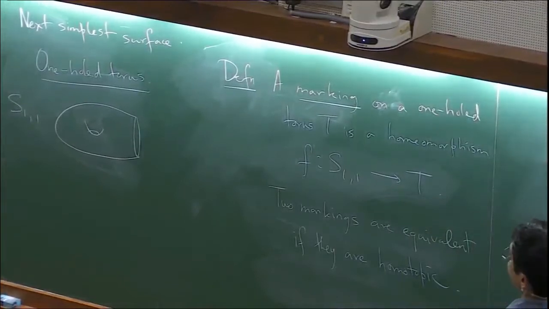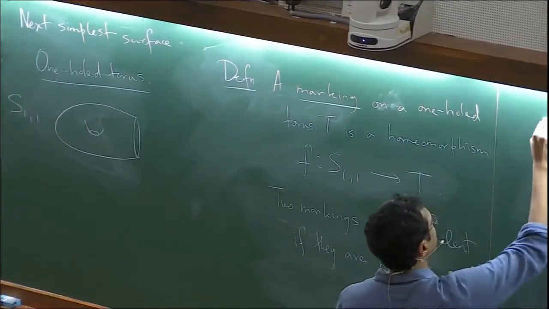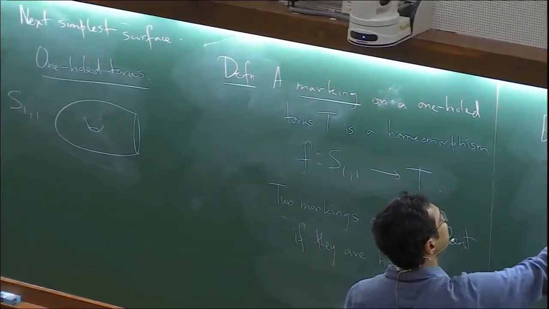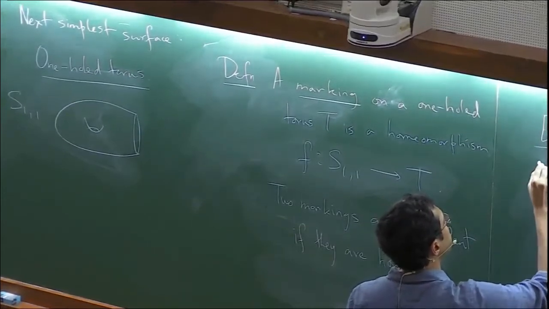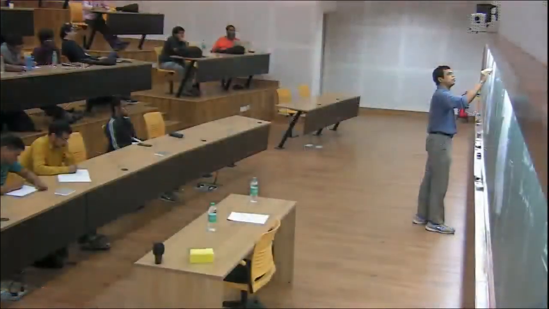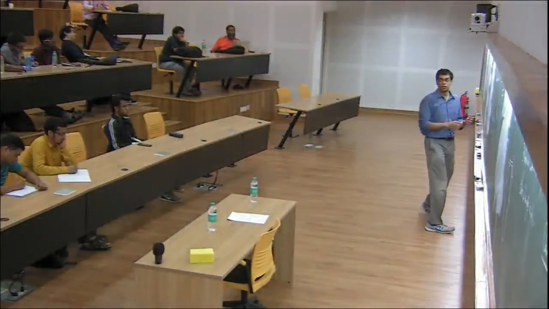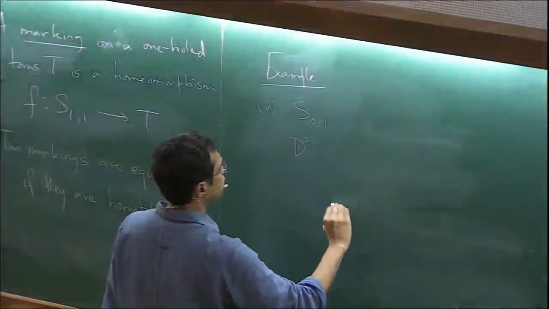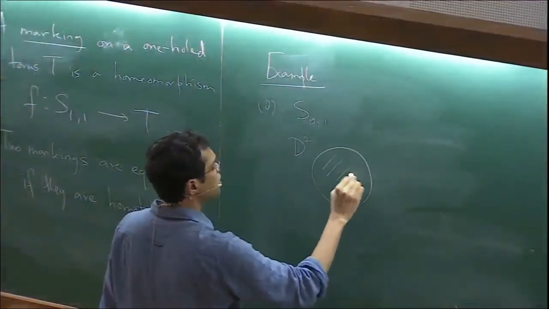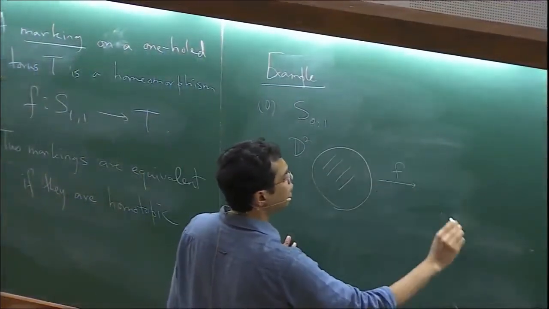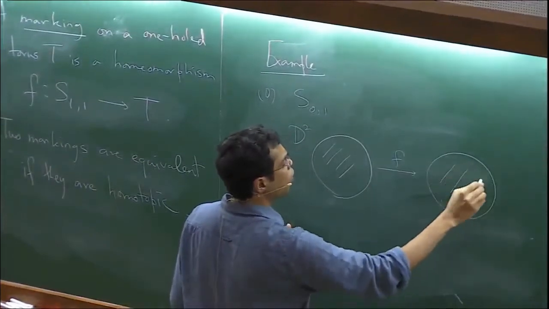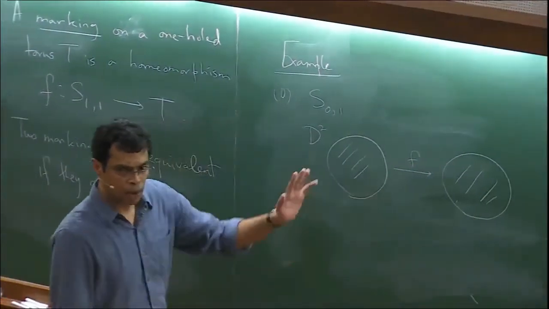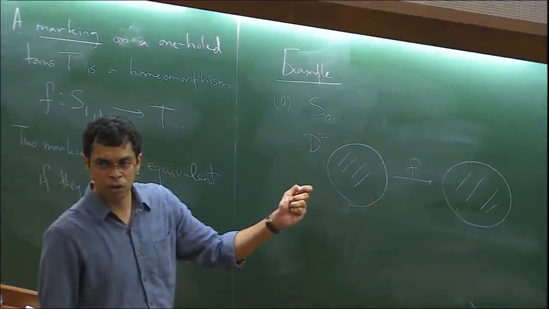So for example, the 0th example, perhaps, is S01, this is the sphere with one hole. That's just the disk. So if you take a closed disk, what are markings of a closed disk? What are homeomorphisms up to homotopy? Well, it turns out there is only one.